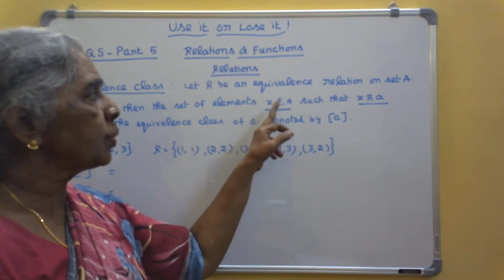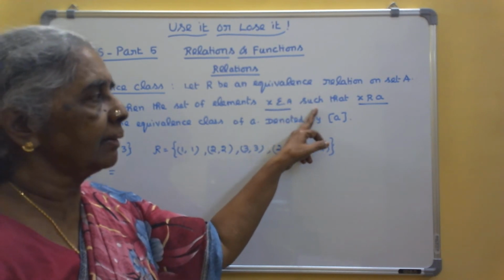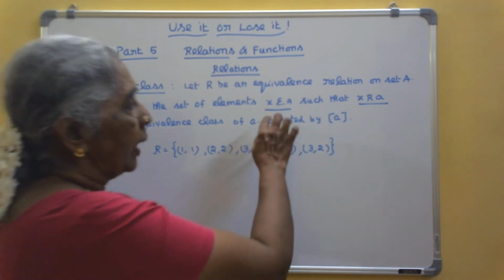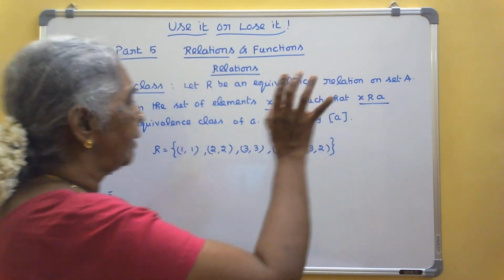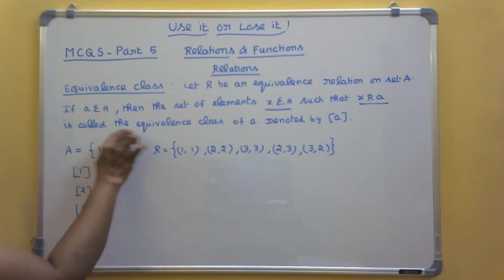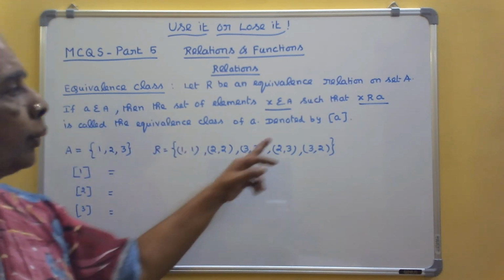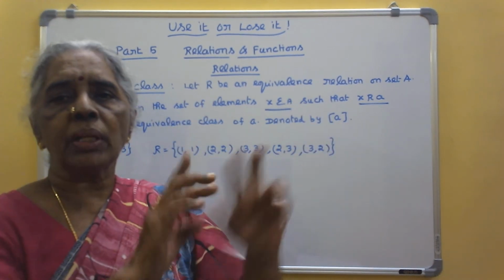x which belongs to A such that there are 2 things. That is, one is that x should belong to A and x should be related to a. That set of elements you call the equivalence class of a. You denote it by a and you put a square bracket.